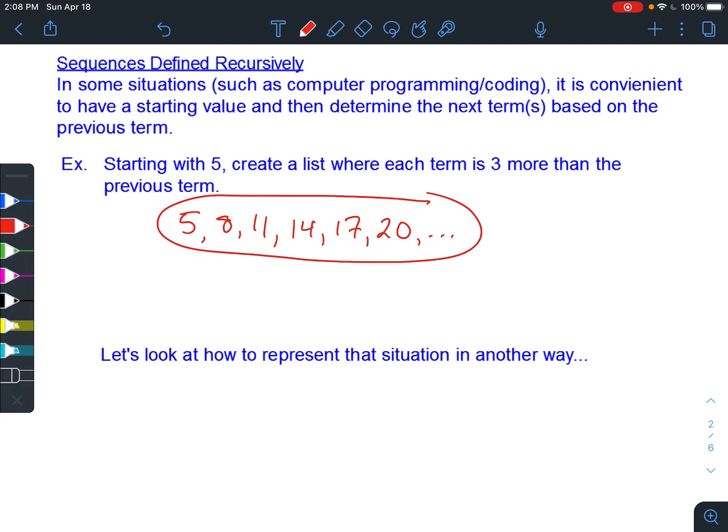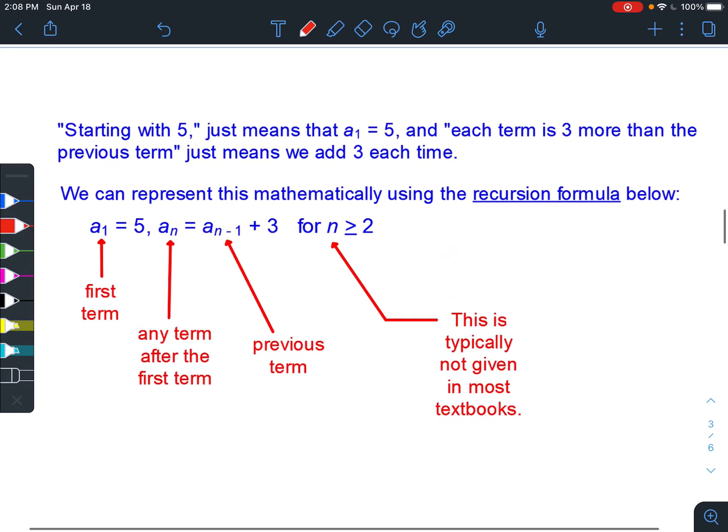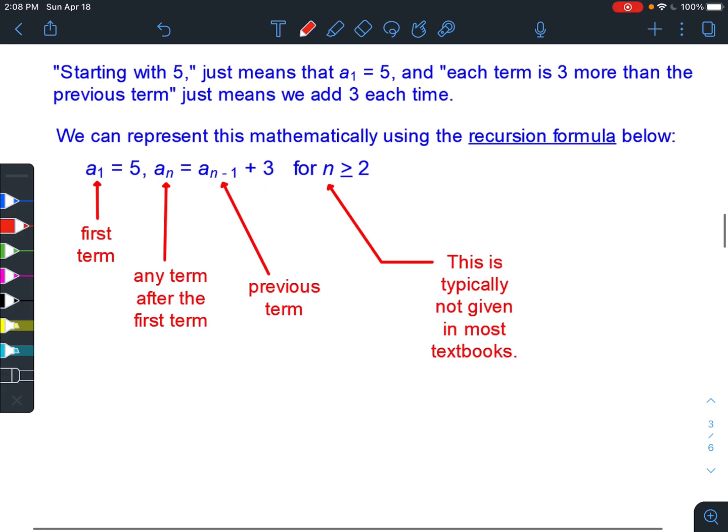Okay, now let's look at how to represent that situation in another way, because again, mathematicians, we like to come up with efficient ways of doing things. Sometimes those efficient ways, though, are a little harder to understand, but here we go. So, starting with 5 just means that a sub 1 equals 5. Okay, and you can kind of see that down in my little description down below. Okay, and then each term is 3 more than the previous term just means we add 3 each time, and that's actually what this fancy notation right there does. All right, so anyway, here we go.